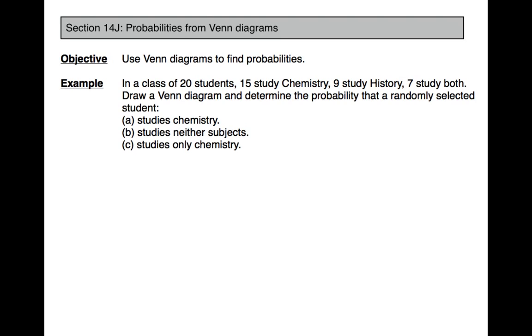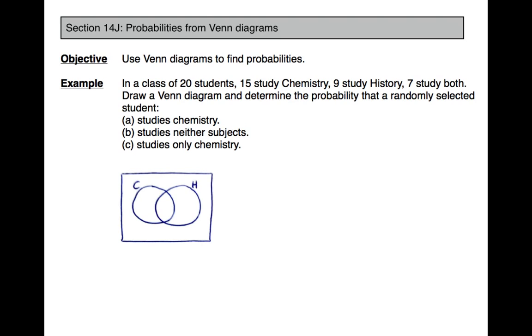In a class of 20 students, 15 study chemistry, 9 study history, and 7 study both. Draw a Venn diagram and determine the probability that a randomly selected student A, B, C. So firstly, we need to remember how to draw Venn diagrams. You see that 15 people study chemistry and 9 study history, therefore 15 plus 9 equals 24. Obviously, some students are listed both as studying chemistry and studying history.